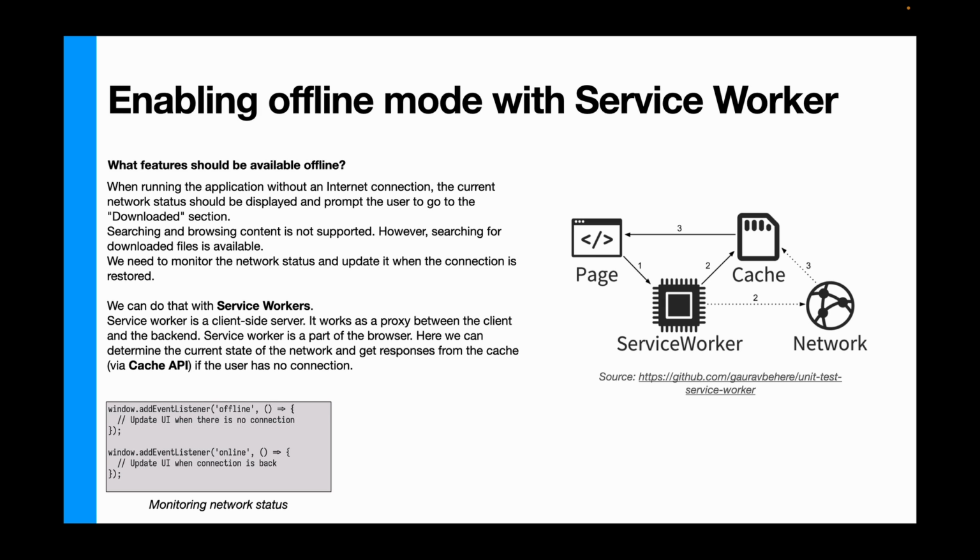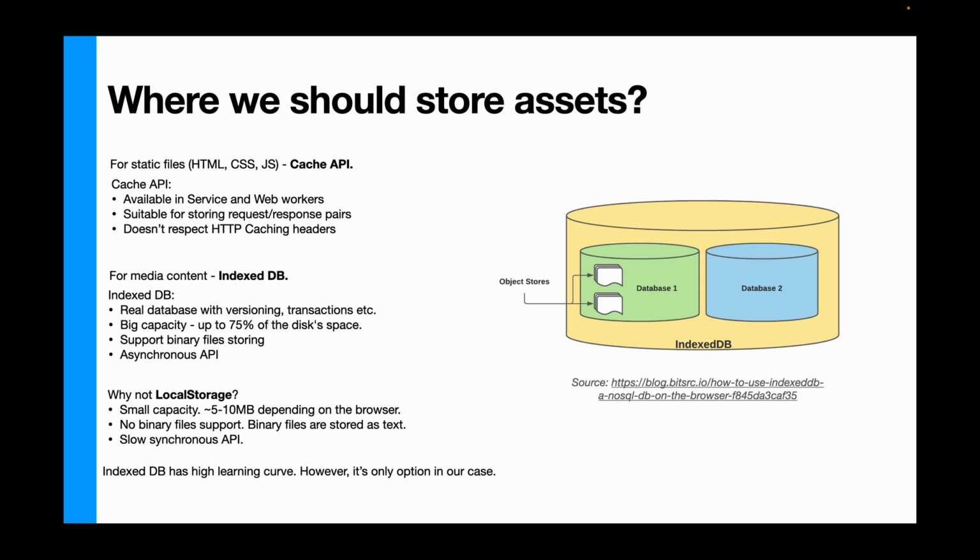It works as a proxy between the client and the backend. Service worker is a part of the browser. Here we can determine the current state of the network and get responses from the cache with the cache API if the user has no connection.